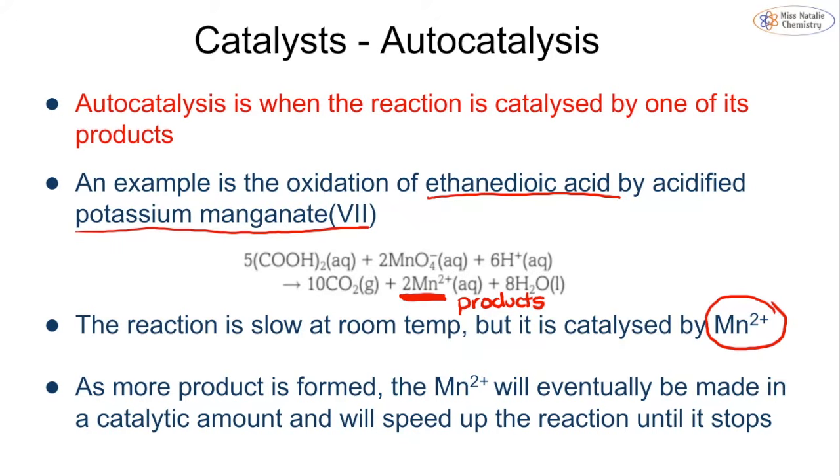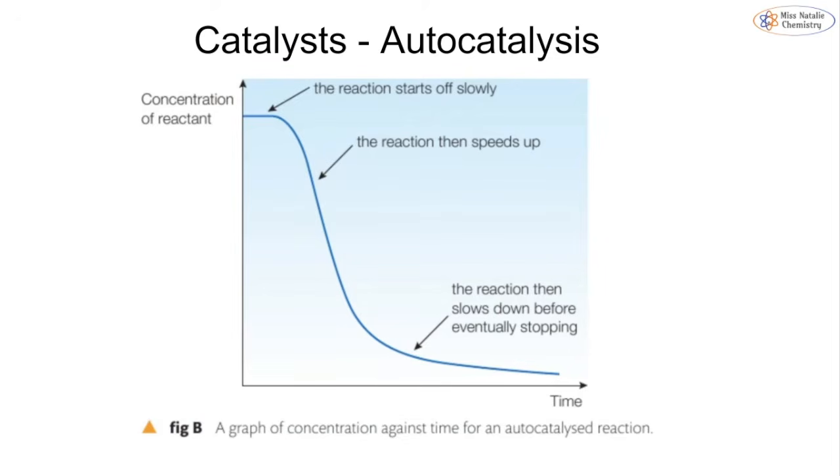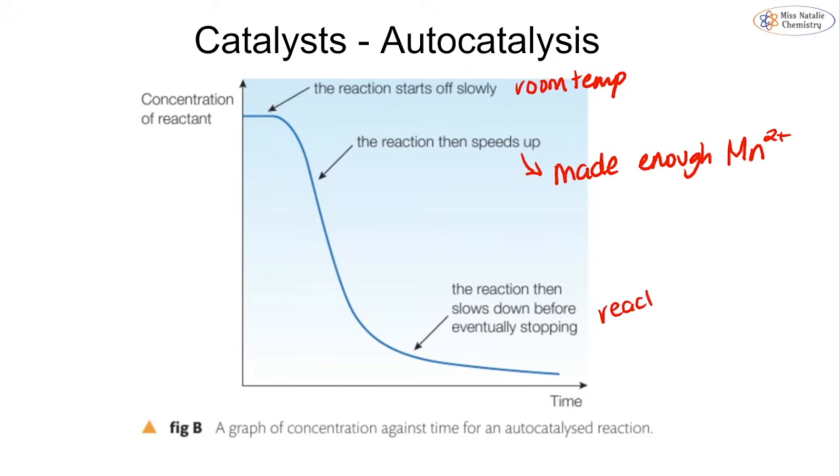And we can show this on a graph. So your concentration of your reactant, you can see the reaction starts off slowly at room temperature. The reaction is then going to speed up because I have made enough of the manganese in this case, and then eventually the reaction is going to slow down and stop because the reactants have been used up.